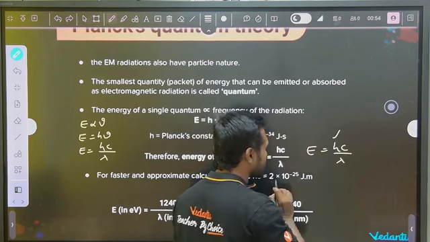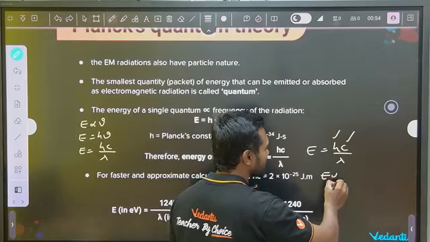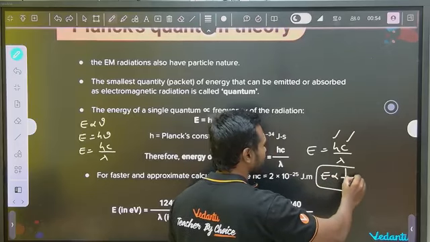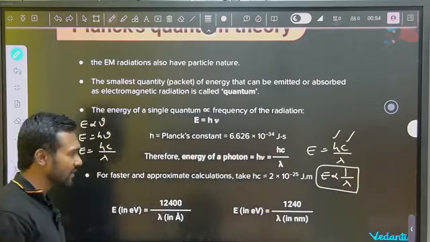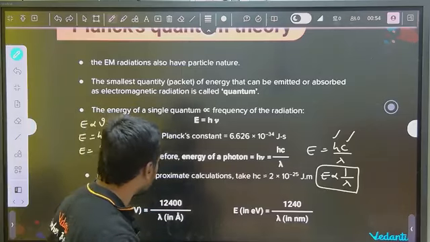Here h is constant and the velocity of light is also constant. So energy is inversely proportional to wavelength. That means if energy is more, wavelength is less, and vice versa.